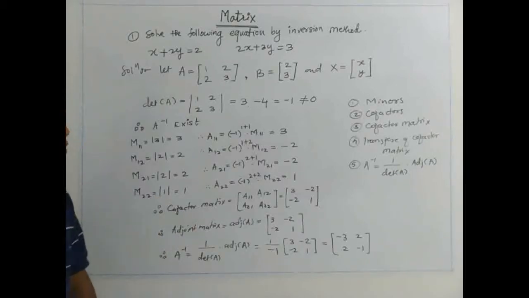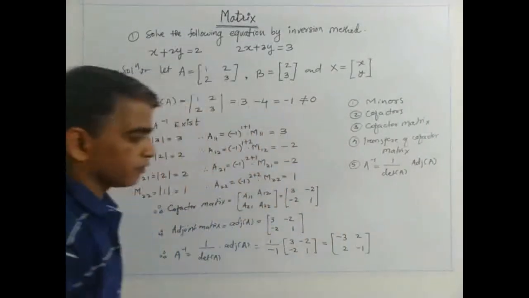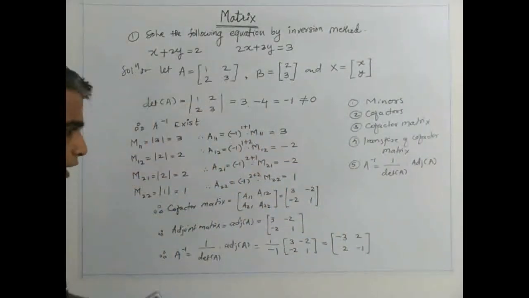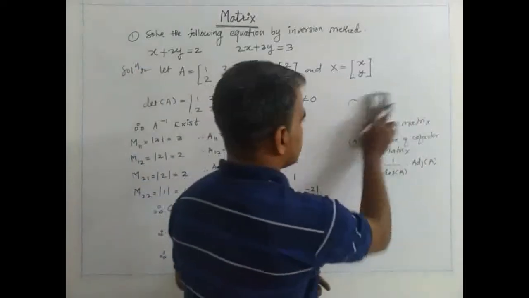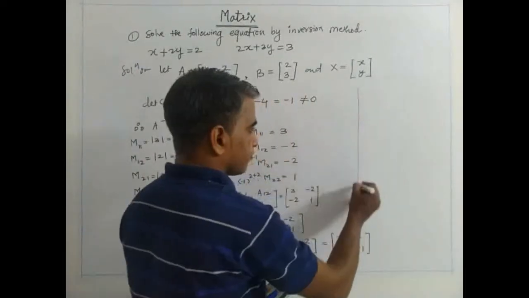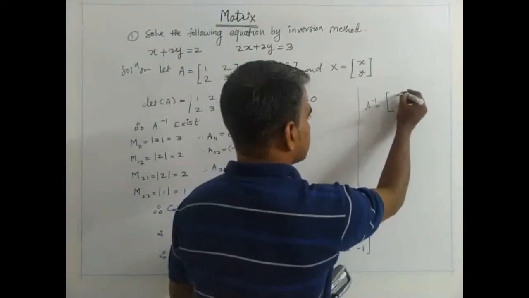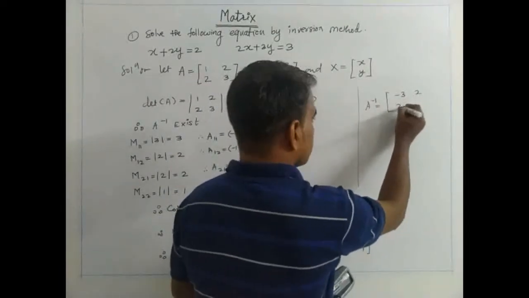Now we have to find the solution for x and y. For finding the solution of x and y, we have to assume the equation. Write down that A inverse matrix aside, because we are going to use that value. So writing A inverse here: A inverse is equal to minus 3, 2, 2, minus 1.